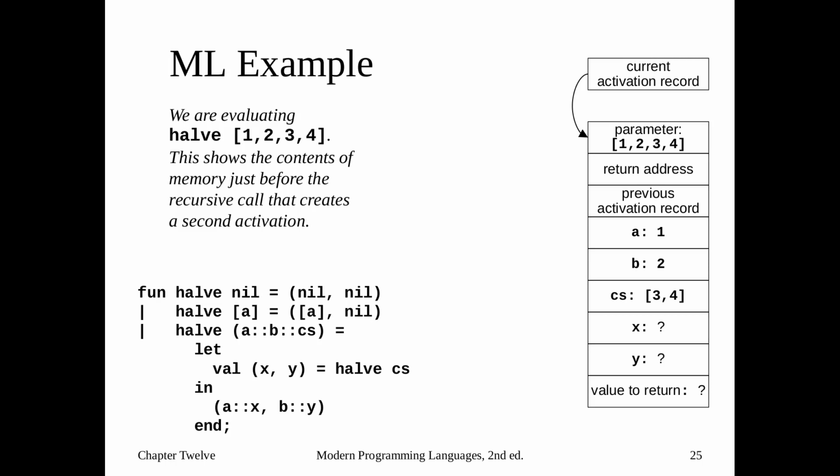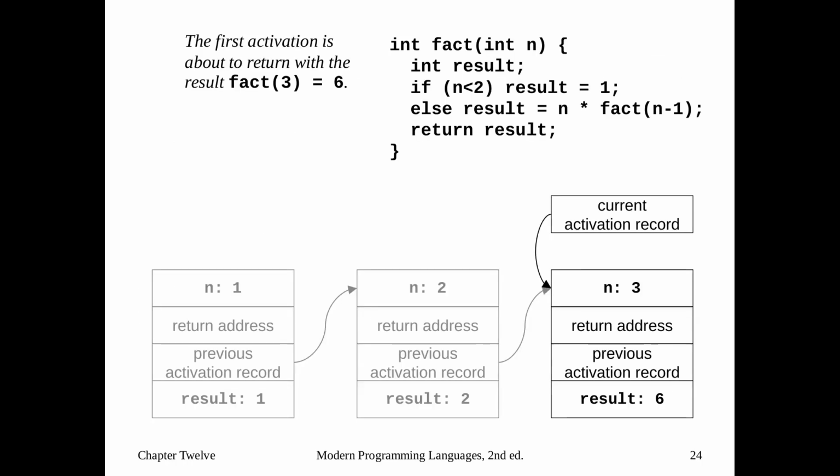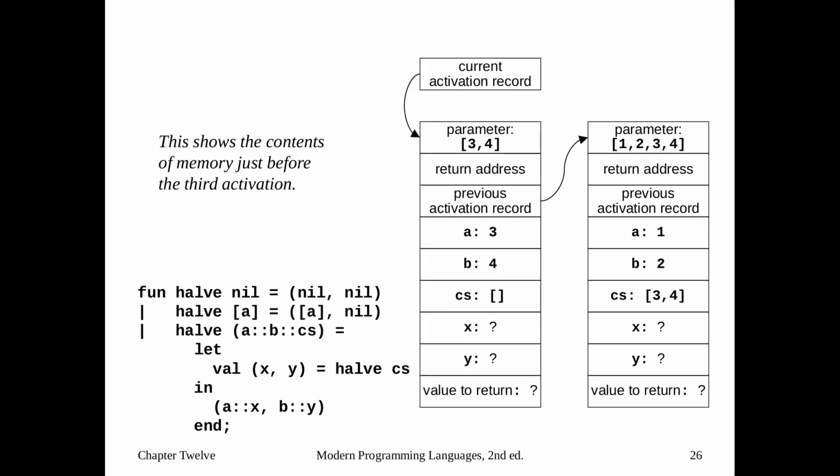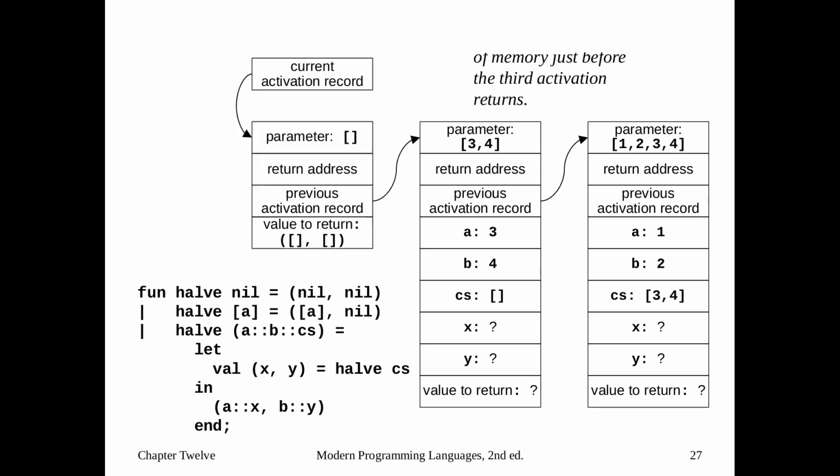We construct our entire activation record to contain our initial parameter, which is the list, return address, previous activation record, because it's going to be recursive, and thus we have all the variables that we need to deal with. So then if we take a look at it, we make our second call. That reduces down to 3, 4 as our parameter, and it continues to a point where we finally get to our third one where we have the empty list, because we had at least a list of 2 items previously.